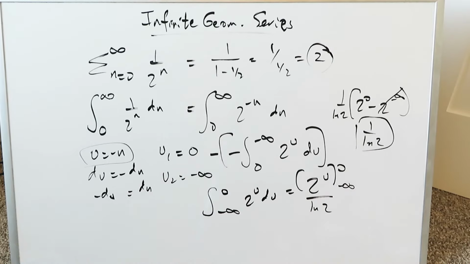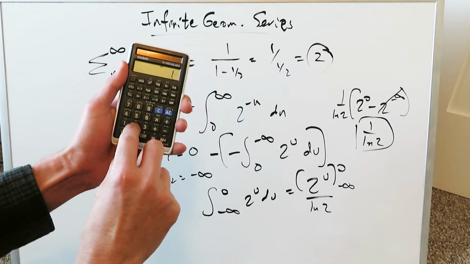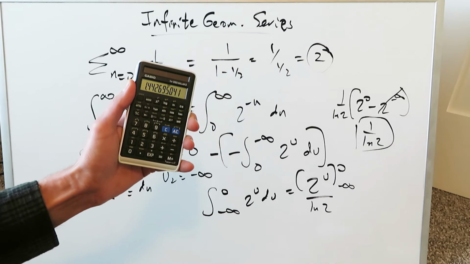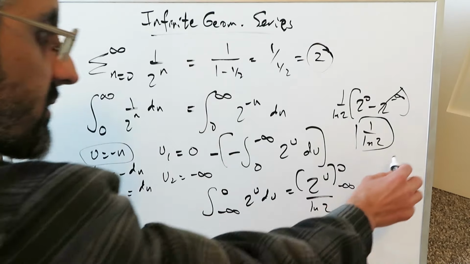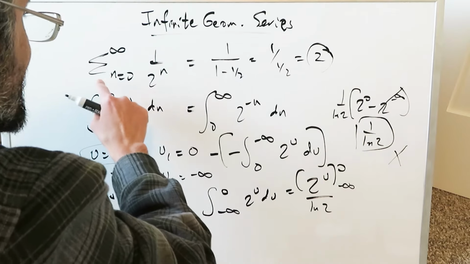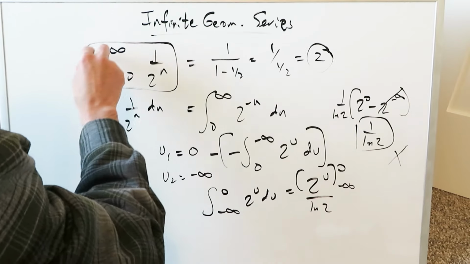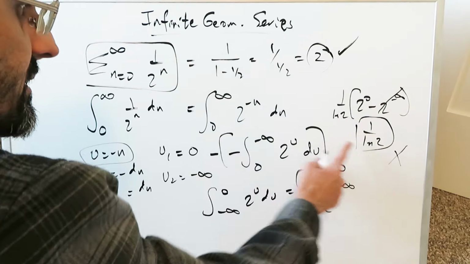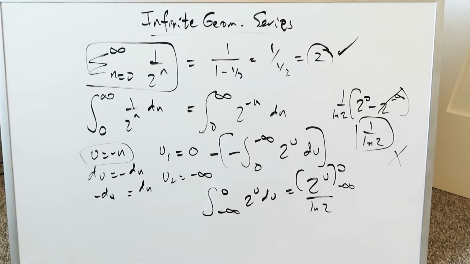You're basically just calculating the area below the curve. You're getting 1 divided by natural log 2, which is 1.44. That 1.44 is wrong. The limit of this specific infinite geometric series is 2 and not this. So do not treat this as an integral question. It's not an integral question of the style that you're familiar with.